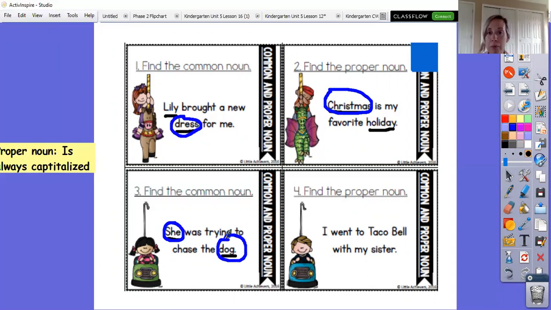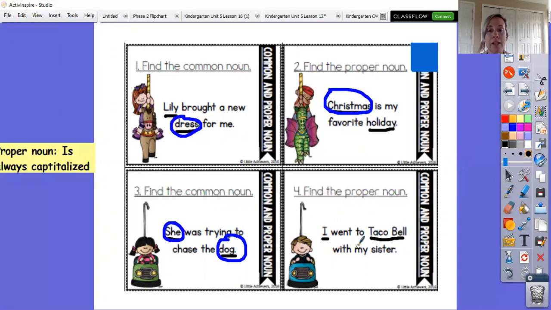All right, let's look at number 4. Find the proper noun. I went to Taco Bell with my sister. Let's first find the nouns. I, that's a person, right? I went to Taco Bell, that's a place, person, place, or thing. So I'm going to underline it.